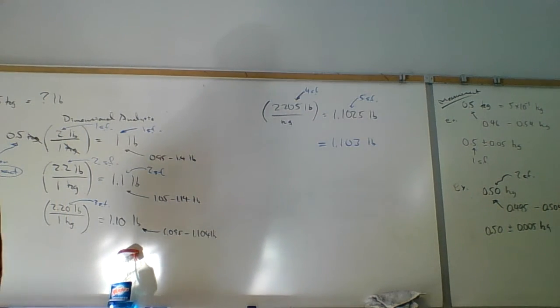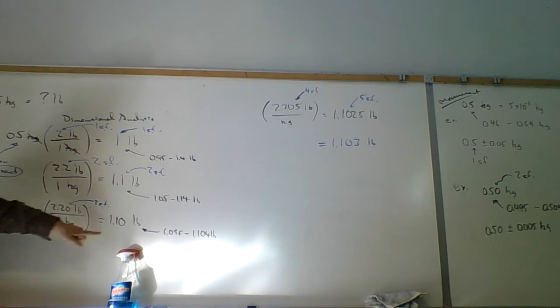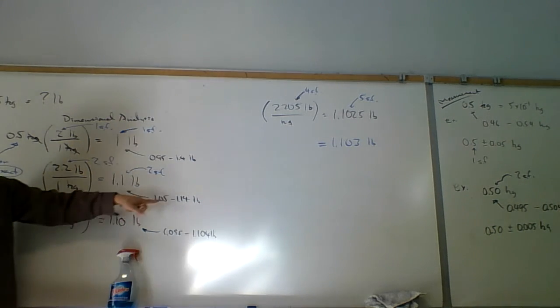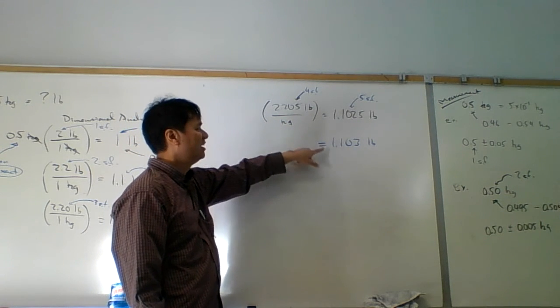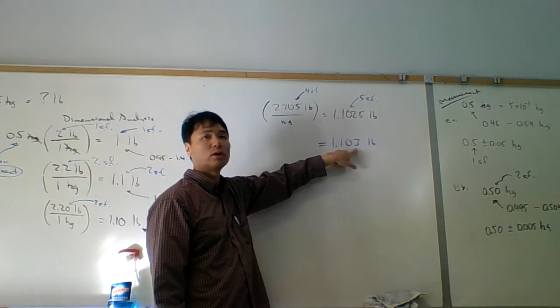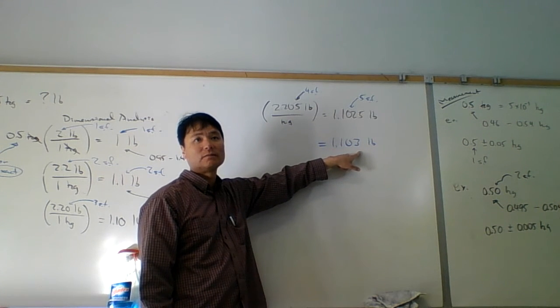Okay, now if I'm selling you the gold, I'm going to lose out a little bit. You're going to be the beneficiary of this, right? It depends on how you convert it, because if you just use 2.20 pounds per kilogram, you would have come out with 1.10 pounds of gold, and I would have weighed out 1.10 pounds. But if we used 2.205 pounds per kilogram instead, then you would have gotten an extra 0.003 pounds. Is that significant?